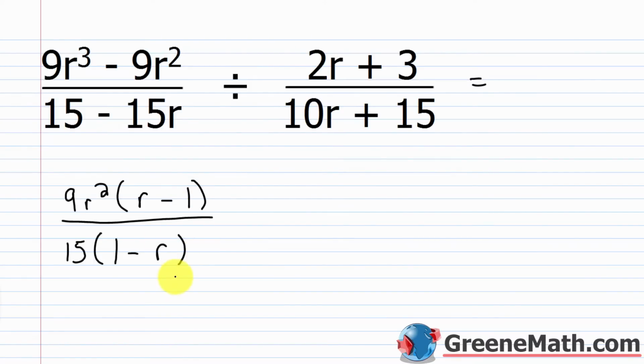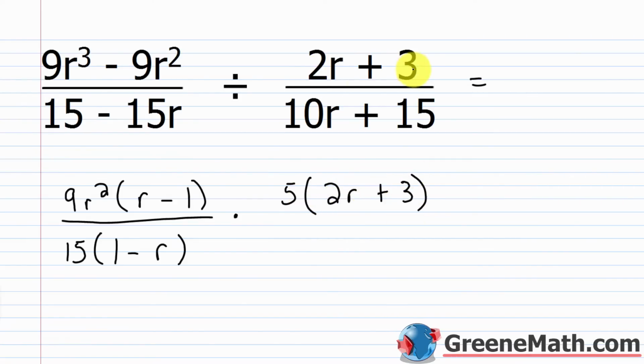So then, remember, if you're dividing with fractions, the first one stays the same, and then you multiply by the reciprocal of the second. So it's the same with rational expressions. This 10r plus 15 would go in the numerator. I can factor out a 5. So this 5 would come here, and then I would have 2r plus 3.